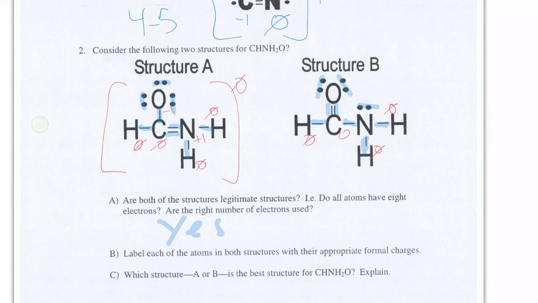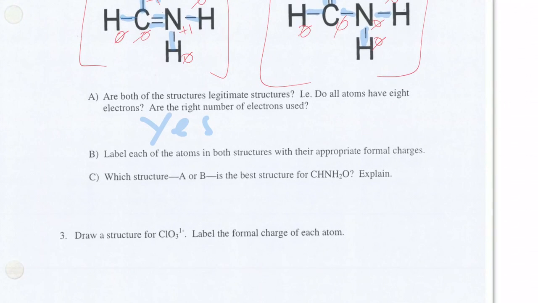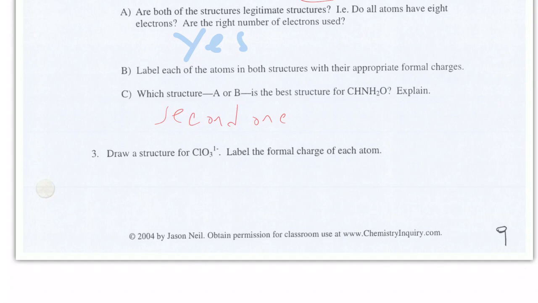This carbon started with 4, ended with 4. Oxygen brought 6, leaving with 6. Nitrogen brought 5, leaving with 5, 0. So which structure is the best structure? The second one. Less rearrangement.